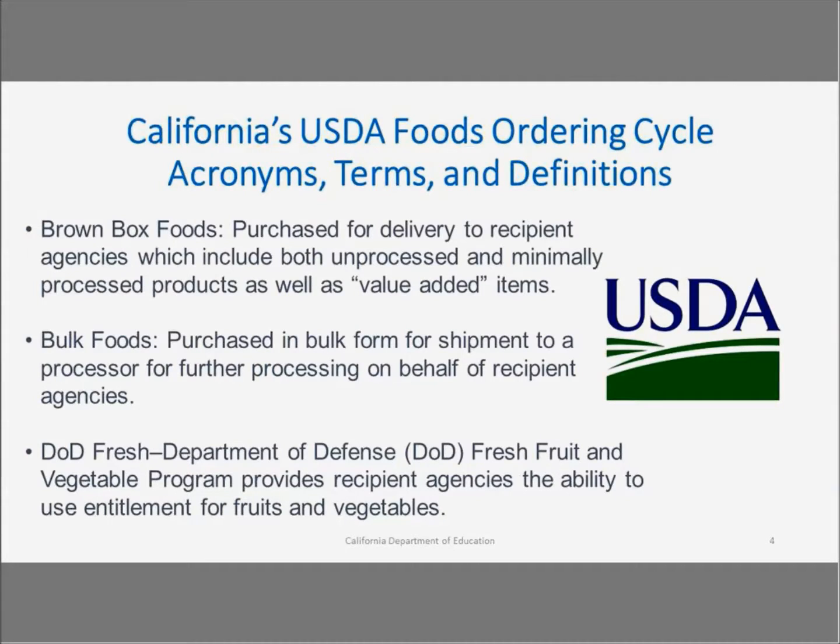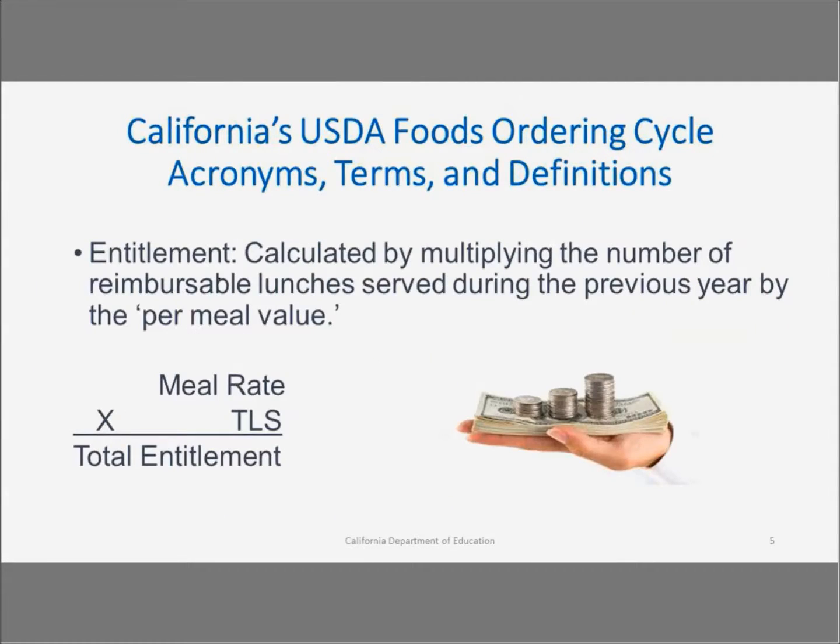Next is DoD Fresh, which stands for the Department of Defense Fresh Fruit and Vegetable Program, which provides recipient agencies the opportunity to use a portion of their entitlement for receiving fresh fruits and vegetables from the DoD. Entitlement is the dollar value a recipient agency receives to purchase USDA foods. An agency's entitlement is calculated by multiplying the number of reimbursable lunches served during the previous year by the per meal value set by Congress in July each year.